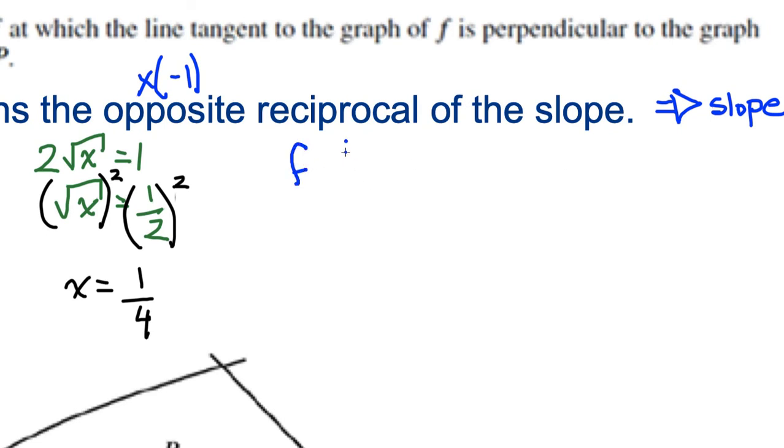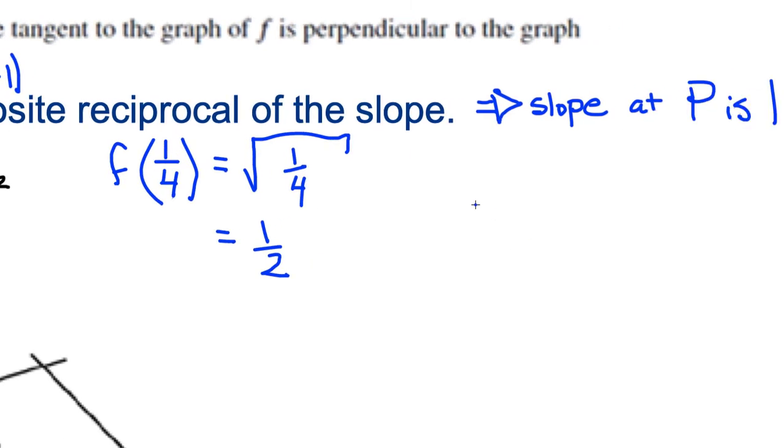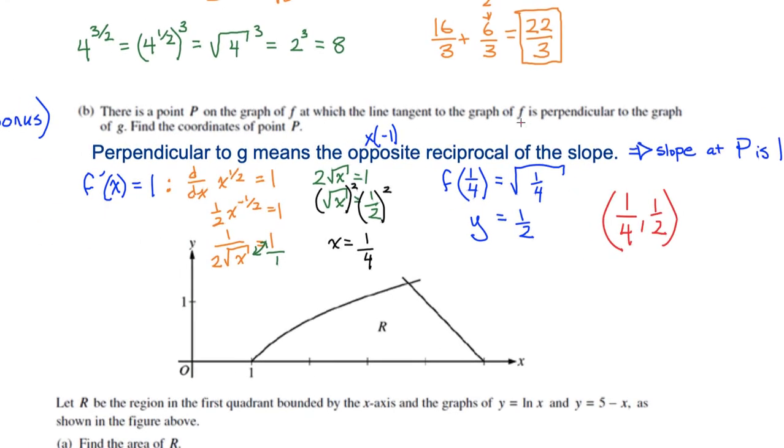So the correct coordinate, and I'll write it down just to show how that works. What is f of 1/4? Well, that means I'm plugging in 1/4 under the square root, and that is equal to 1/2. So the final answer here is y is equal to 1/2. My final answer is (1/4, 1/2), and I like writing my answers in red. That is the point on f at which we have a slope that is perpendicular to the graph of g. Whew, and I guess I should box that.